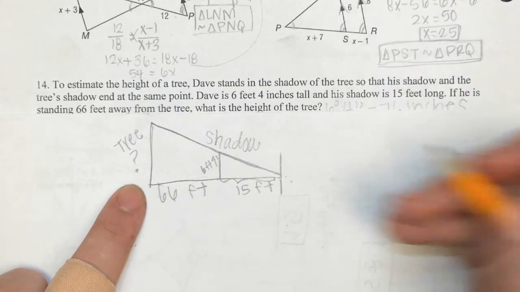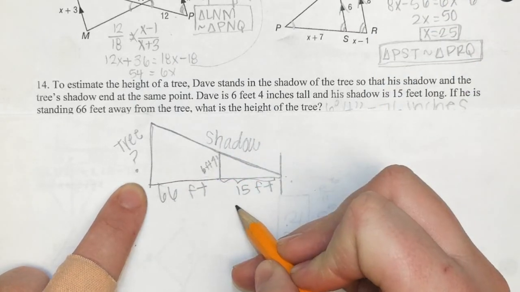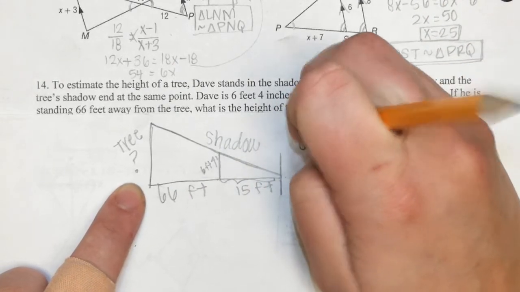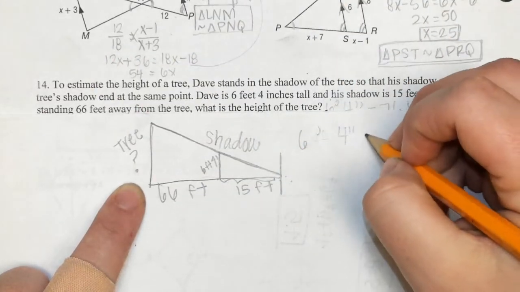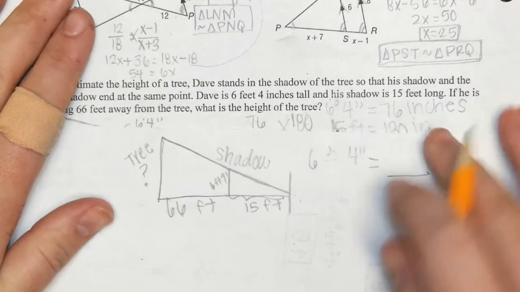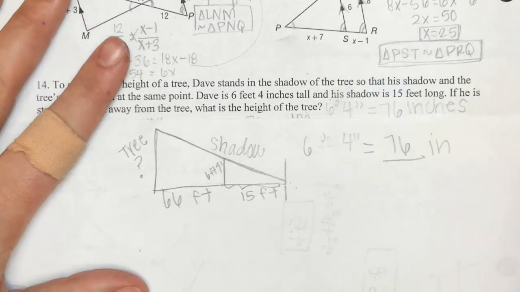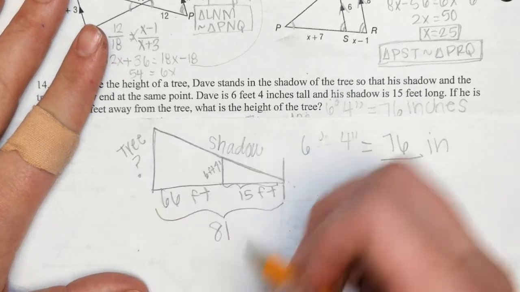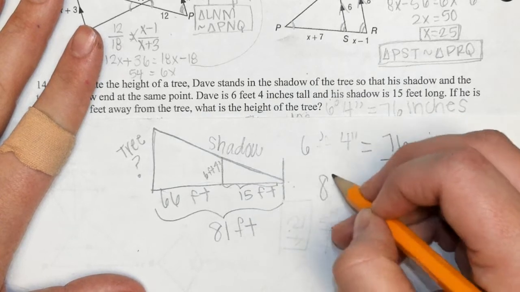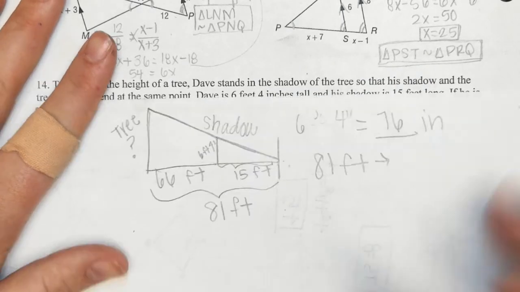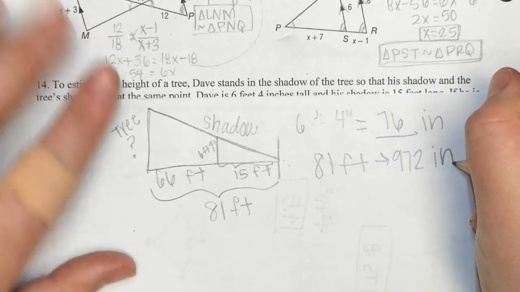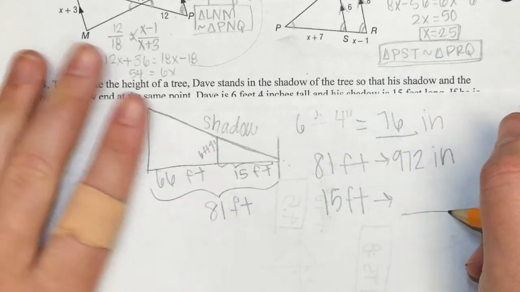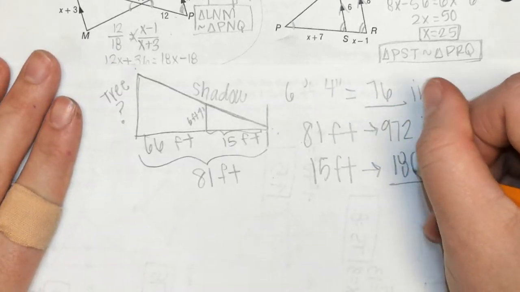The first thing I would do is convert all of these to inches. So 6 foot 4 inches equals, in all inches, 76. Now this total, guys, is 81 feet, the whole length of the triangle. What is 81 feet in inches? I got 972. And then 15 feet in inches is 180 inches.